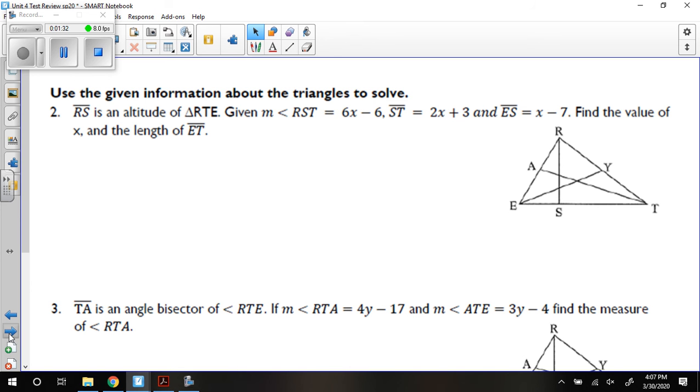All right, number 2, you are told RS is an altitude, which means I can put a right angle here at S because an altitude goes from a vertex to the opposite side and forms a right angle. You are told angle RST, so this angle right here, is 6x minus 6.